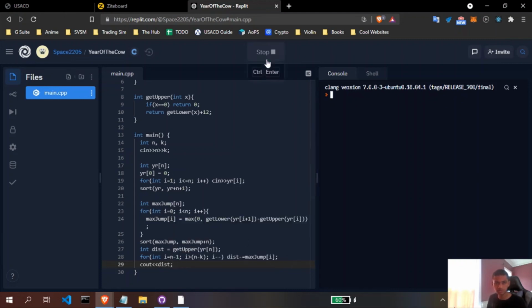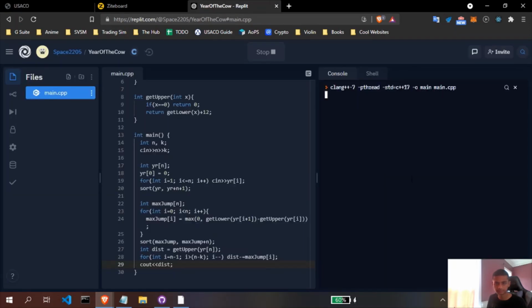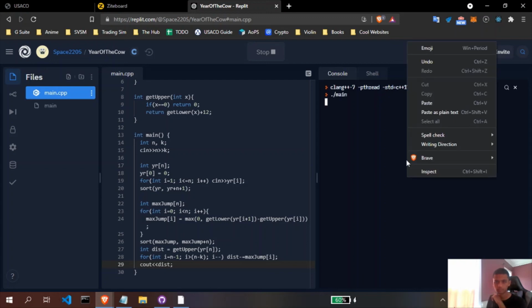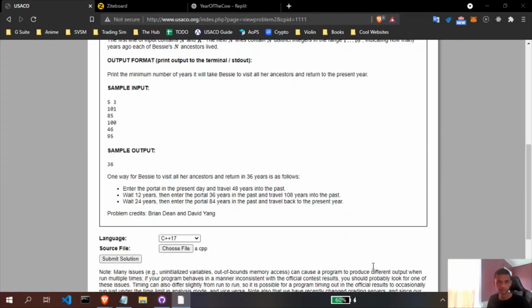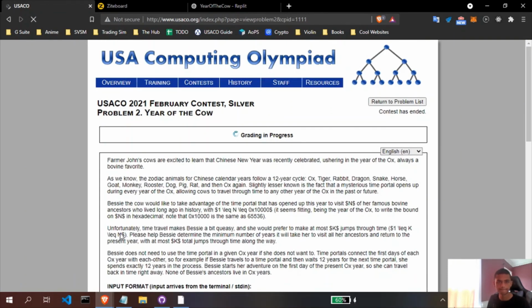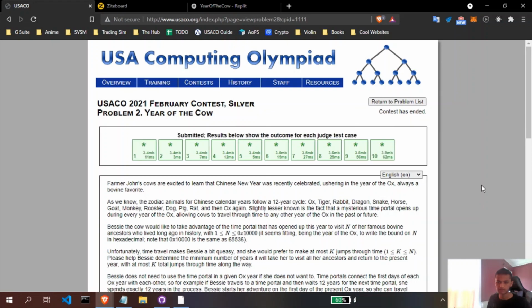So let's actually try running this with the sample test case that is provided over here and see what happens. So we do end up with an output of 36, so now let's actually submit this and see what happens. So here I'm about to submit this. So it's grading. So it looks like it's passing the test cases. And yes, it passes all the test cases.